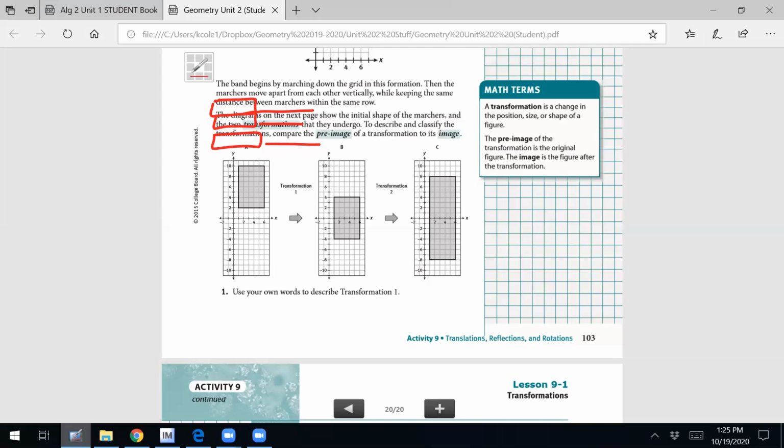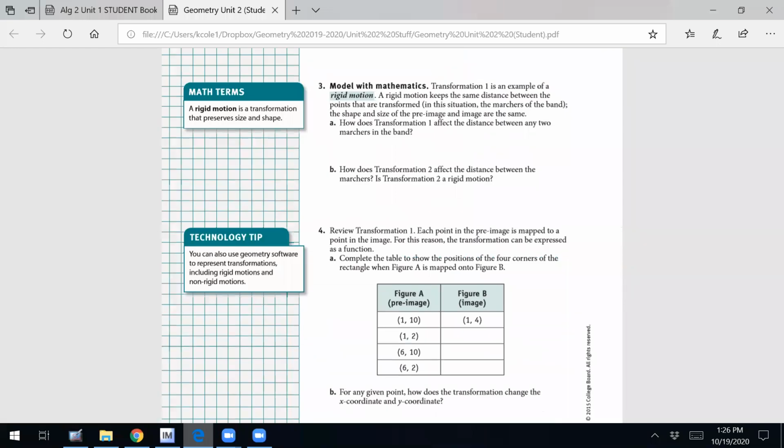Very good. Now, number 3. Number 3 says transformation 1 is an example of a rigid motion. Here's your definition. A rigid motion keeps the same distance between the points that are transformed. In this situation, the marchers of the band, the shape and the size of the pre-image and image are the same. So a rigid motion is a transformation that preserves the size and shape. It moves, but it does not change its shape or size. That is a rigid motion.